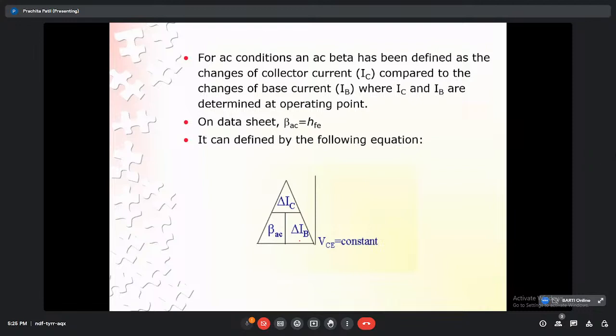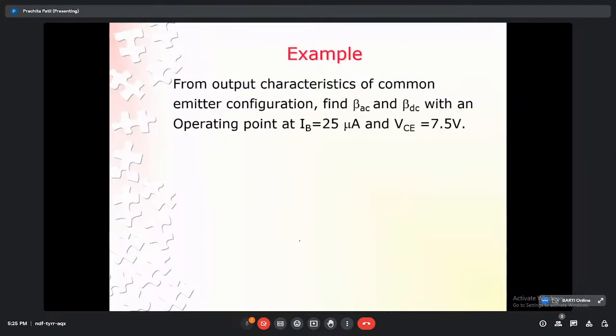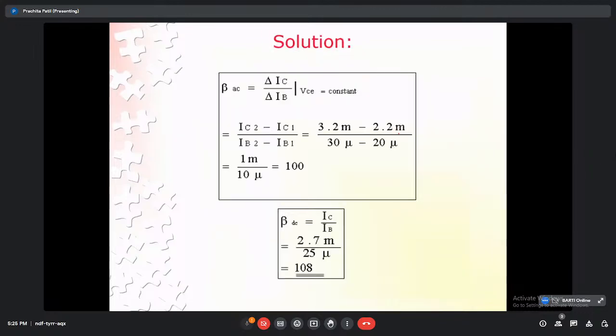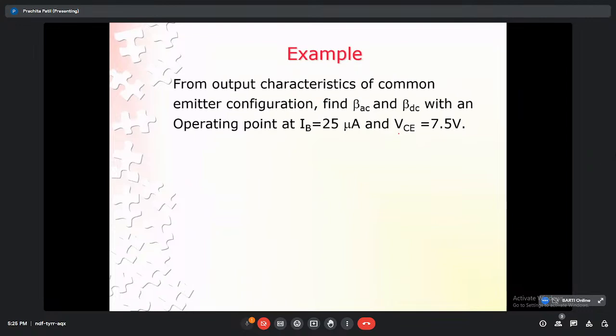Okay, so in that way, we can have the common emitter biasing also, and in that we can have some calculations. Another thing is, from the output characteristics of the common emitter configuration, we can find the beta AC and beta DC with an operating point at IB equal to 25 microampere and VCE kept at 7.5 volt.